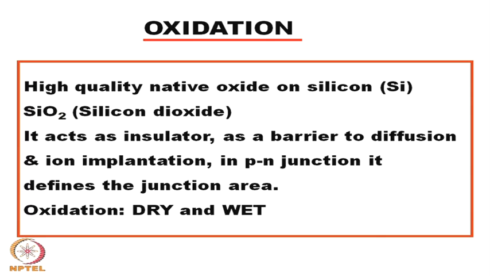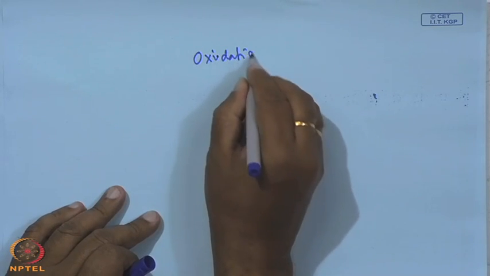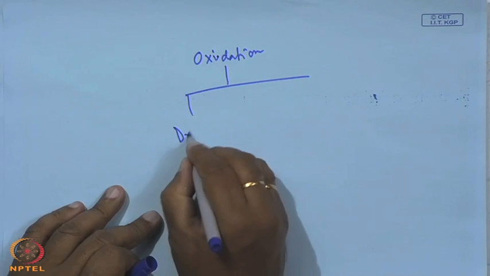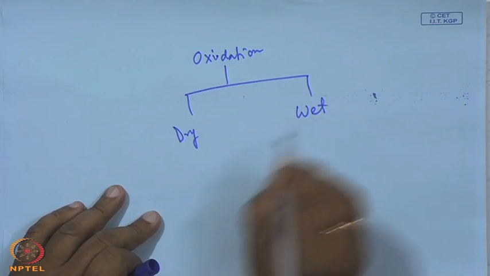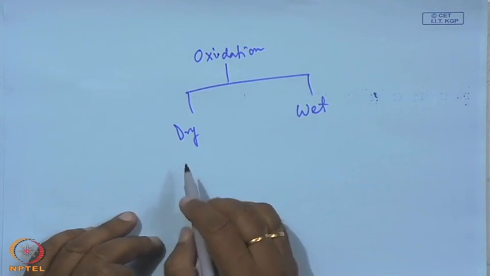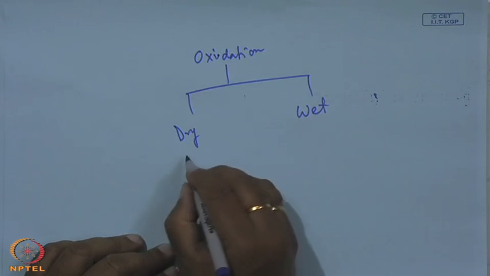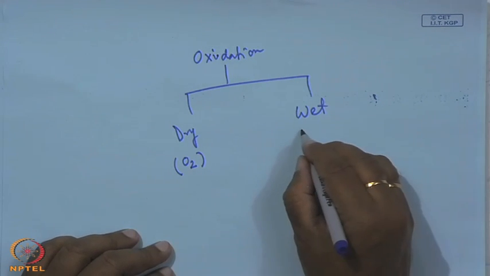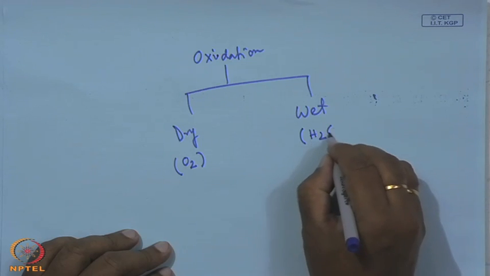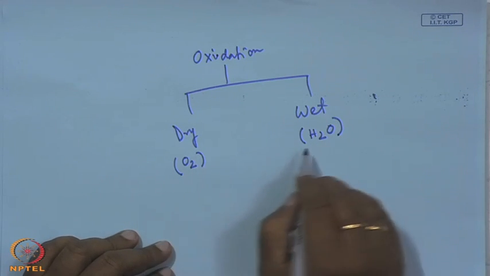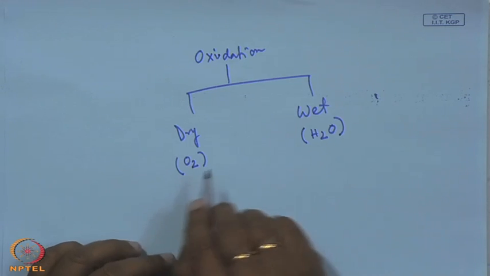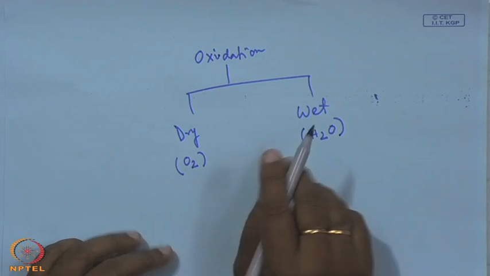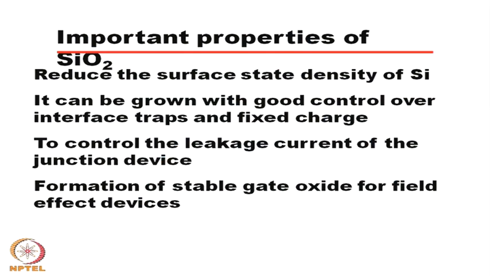Now, oxidation can be of two types. One is dry oxidation and the second one is wet oxidation, depending on the source of oxygen available in the oxidation process. For dry oxidation, generally high purity oxygen gas is used, whereas for wet oxidation high purity water vapor or steam is used. So, depending on the nature of the source that you use for an oxidation process, it can be termed a dry or wet oxidation.